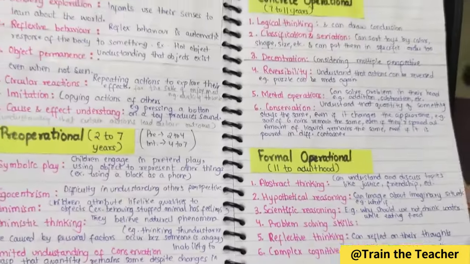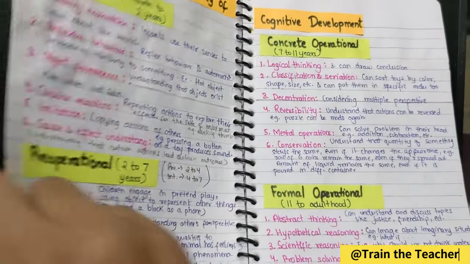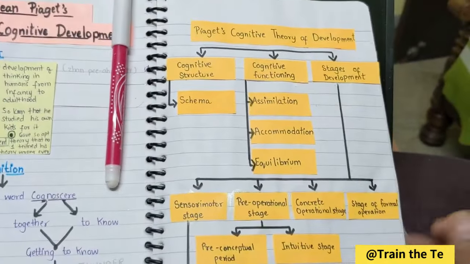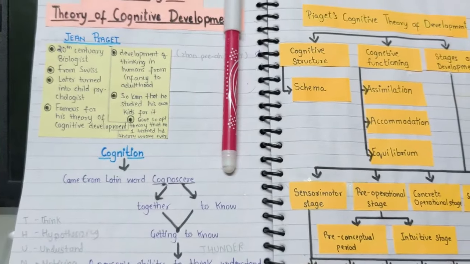So everybody, this was all about Piaget's theory of cognitive development. I hope we were able to make sense out of it. So this was all about the video, everybody, the concept.